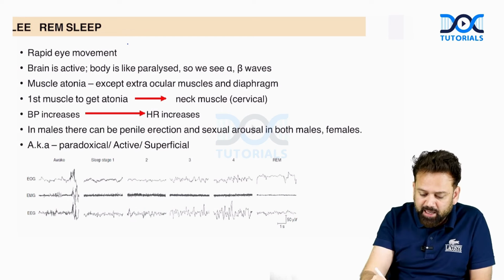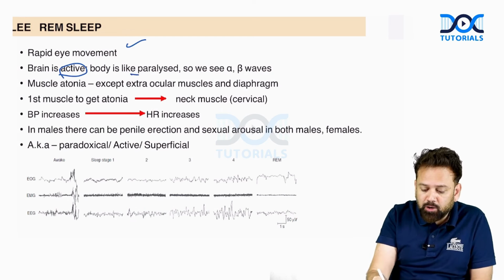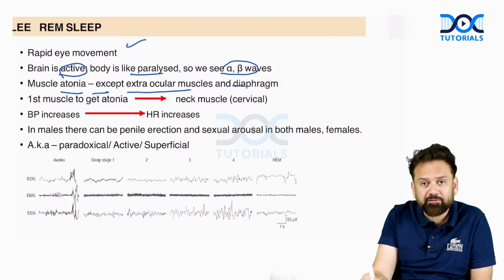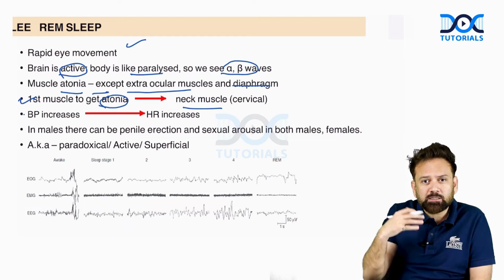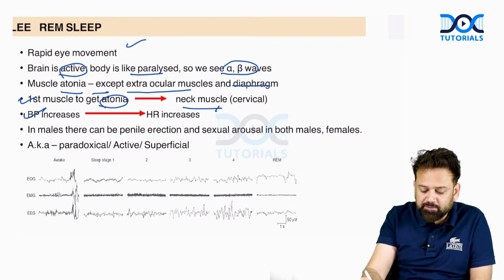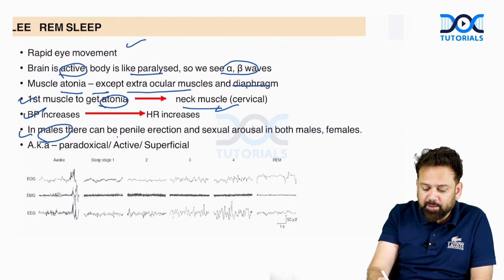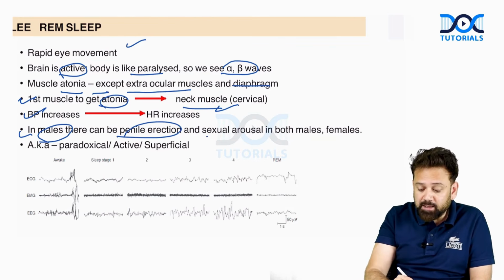REM sleep is rapid eye movement. Brain is active, but body is like paralyzed. Why? Because we see alpha and beta waves. Muscle will be atonic except extraocular muscle and diaphragm. The first muscle to get into atonia is neck muscle, and because it is a paradoxical sleep, BP will increase, heart rate will increase. In males, there can be penile erection, and in females, there will be sexual arousal. In both, it is paradoxical sleep.